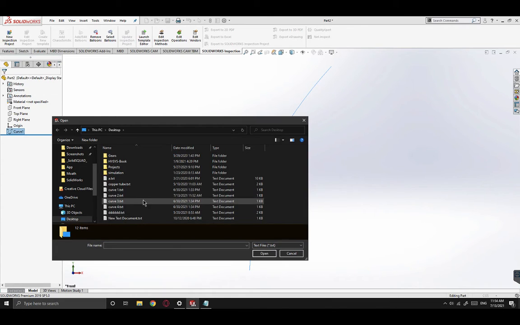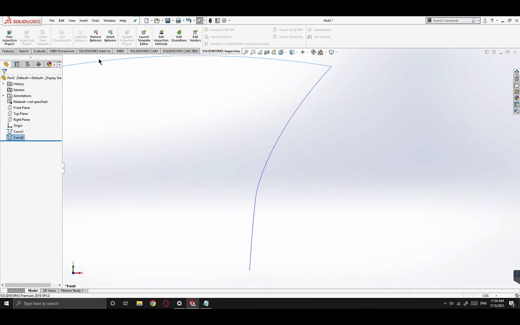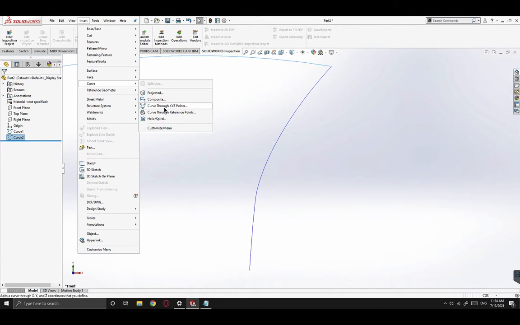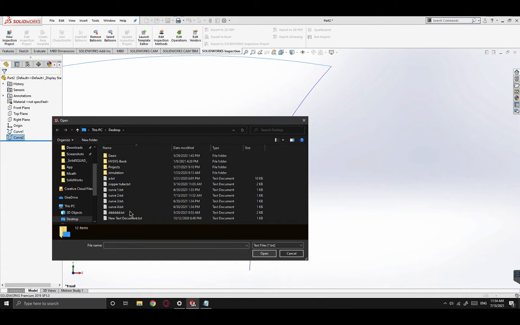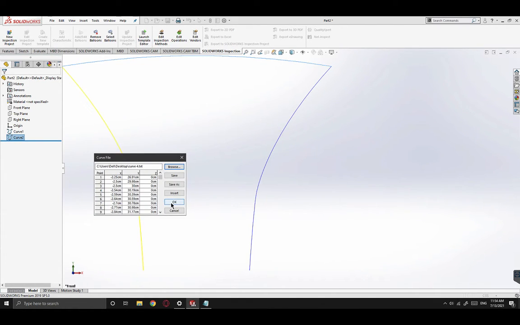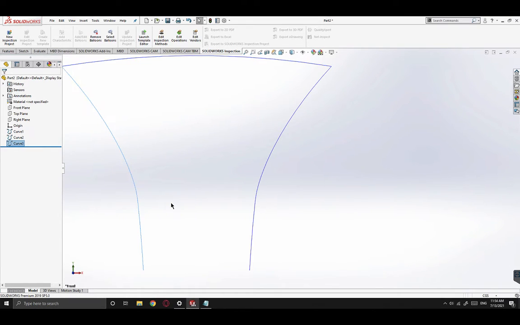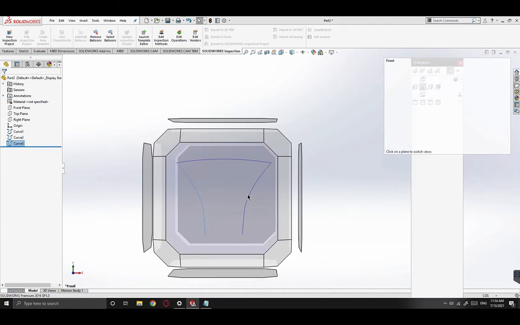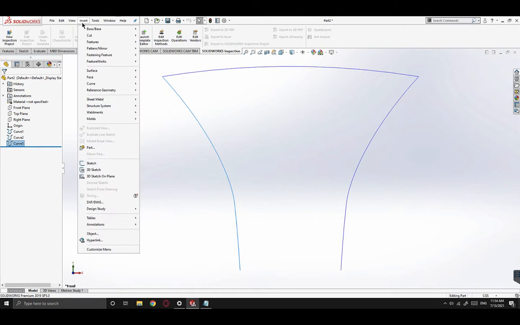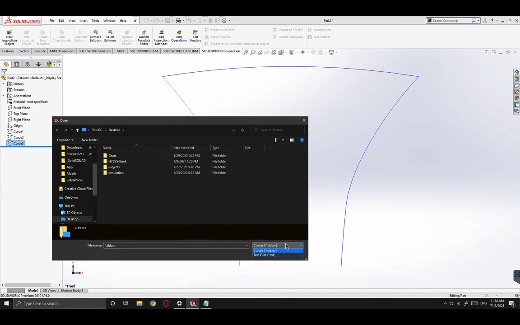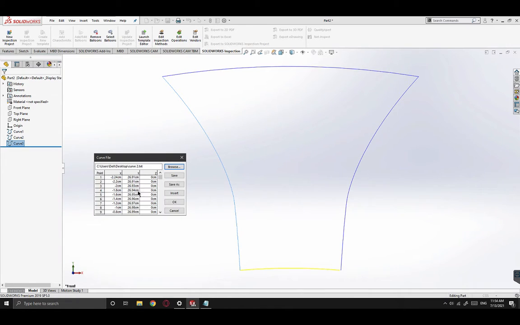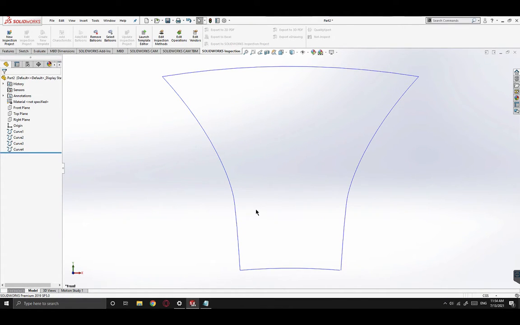Desktop, curve 3, desktop, now of course these curves will not be perfect, but we will correct them. Last curve, done.